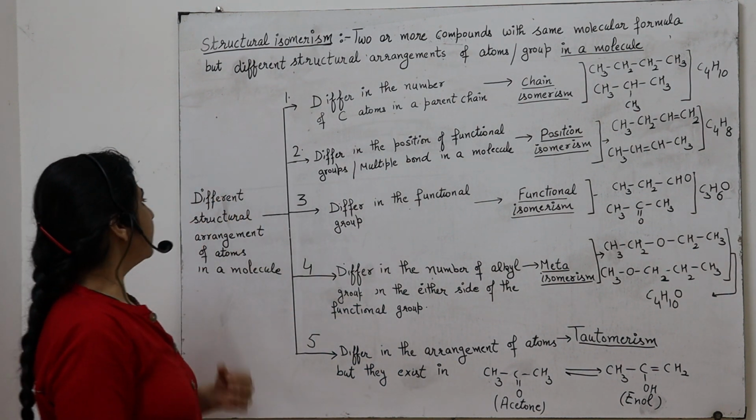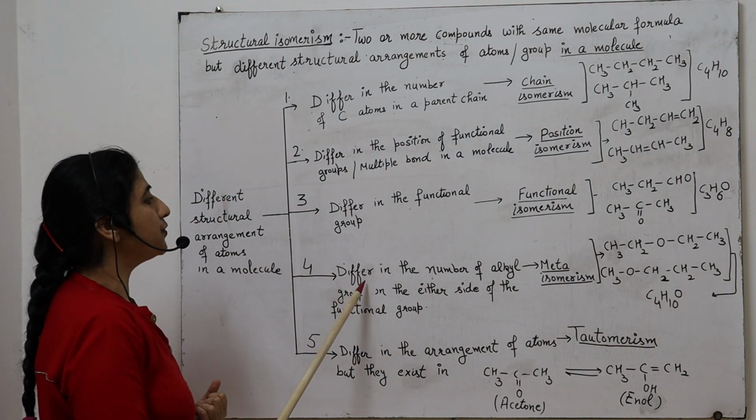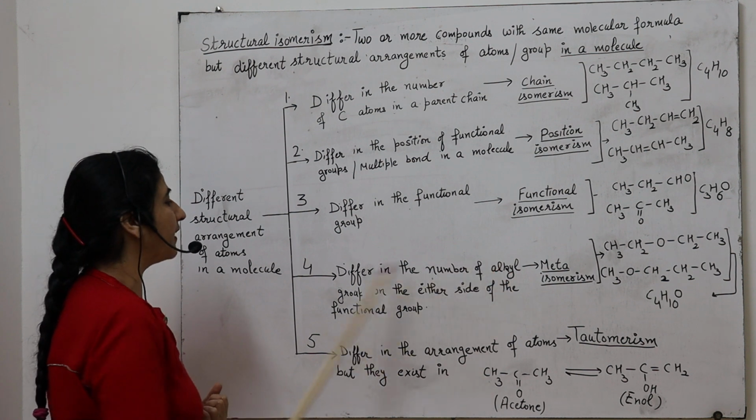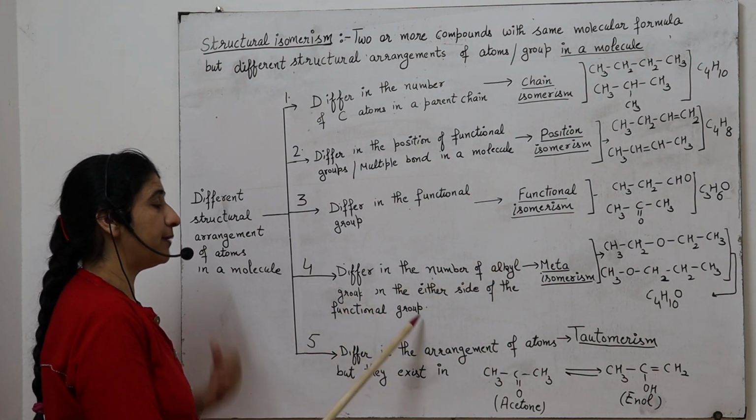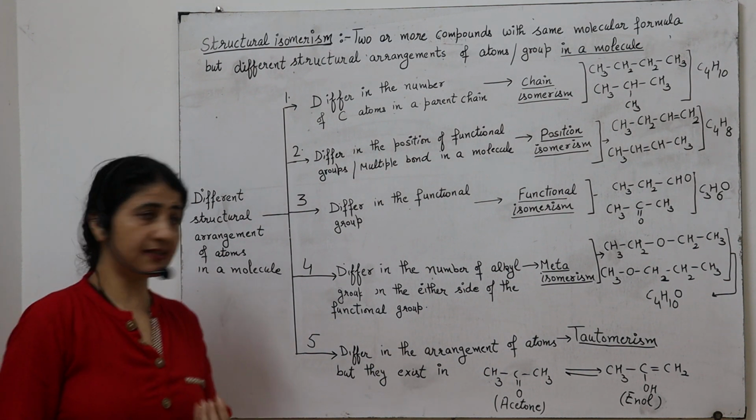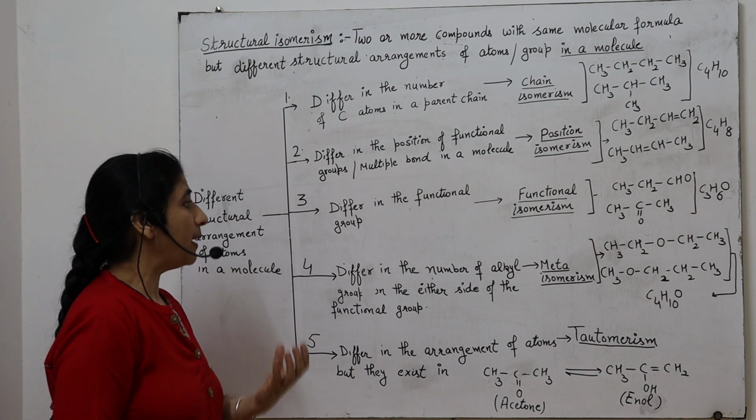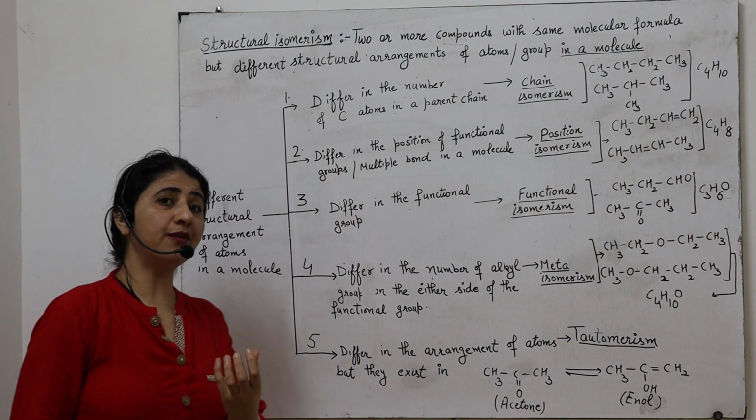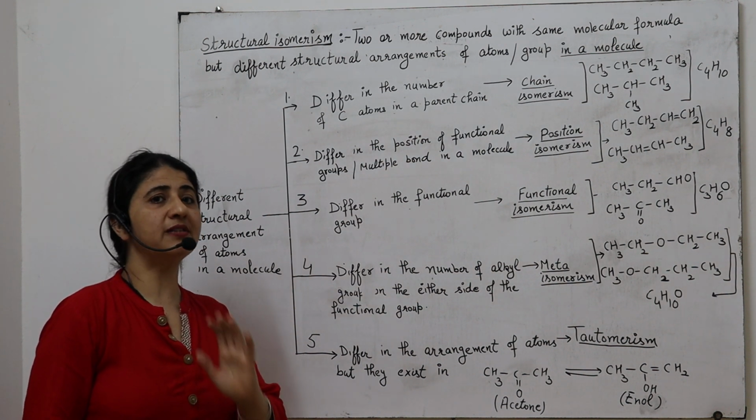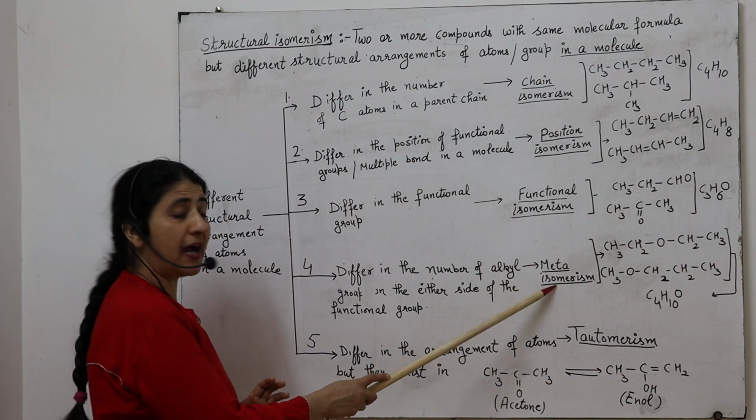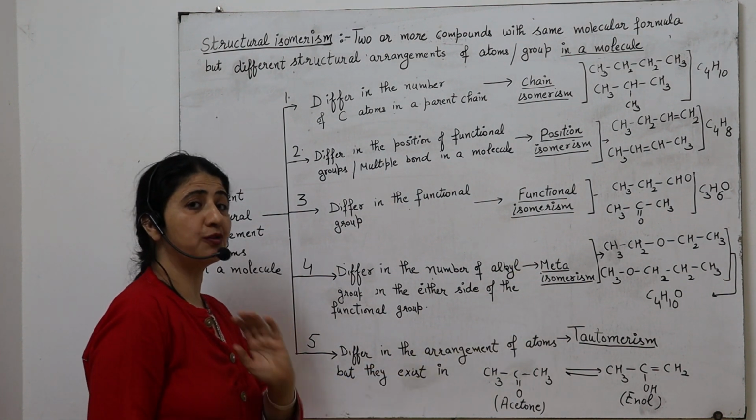The fourth one: the different structural arrangement of atoms or groups of atoms in a molecule is due to a difference in the number of alkyl groups present on either side of the functional group. It means the functional group remains the same, the number of carbon atoms in the parent chain remains the same, but the number of alkyl groups around the functional group is different. Such compounds are known as metamers, and this phenomenon is known as metamerism.